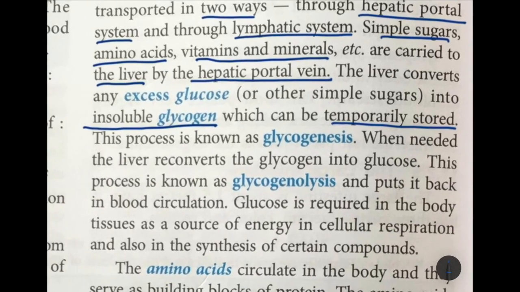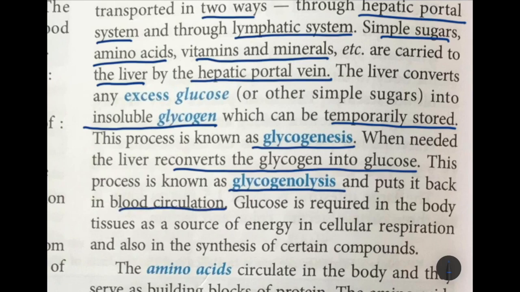The process by which excess glucose is turned into insoluble glycogen so that it can be stored in the liver is known as glycogenesis. I told you whenever required, the liver reconverts the glycogen back into glucose, and this process is known as glycogenolysis. Then this glucose goes back into the blood circulation.